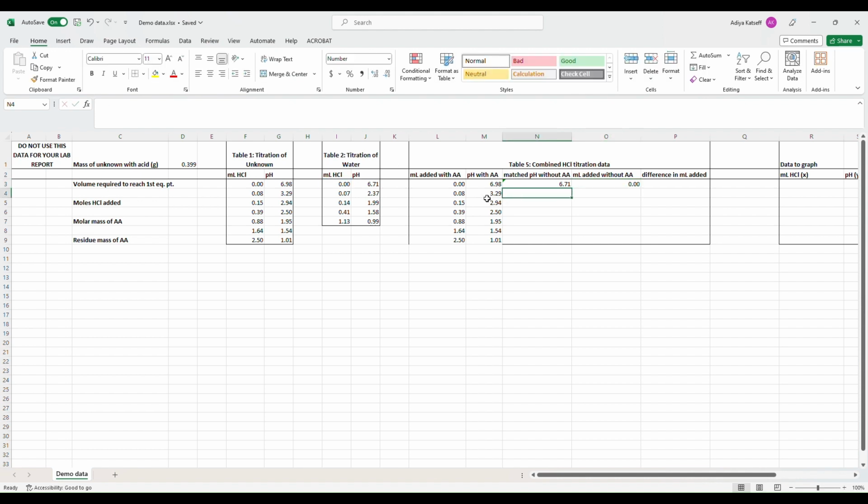Our next couple of pHs, 3.29 and 2.94, are pretty far from our next pH with the water added, which is 2.37.